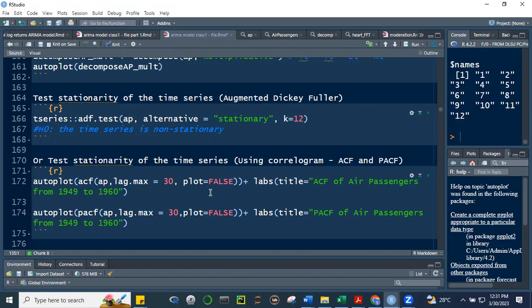No? So titingnan natin yung model ng isang returns ng isang stock. So we will learn how to download stock prices from the internet, and then we'll learn how to get the returns and then model it using the auto.arima. All right. Any questions, class? Any questions?